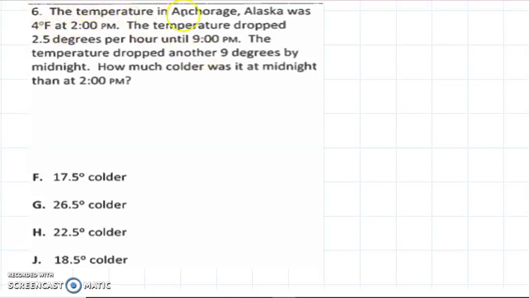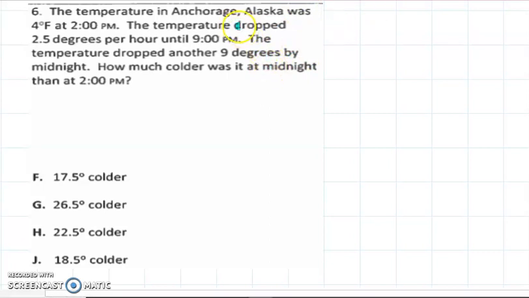Let's look at this one. Number 6. It says the temperature in Anchorage, Alaska, was 4 degrees Fahrenheit at 2 p.m. The temperature dropped 2.5 degrees per hour until 9. The temperature dropped another 9 degrees by midnight. How much colder was it at midnight than at 2 p.m.? The choices are F is 17.5 degrees colder, G 26.5 degrees colder, H 22.5 degrees colder, or J 18.5 degrees colder.